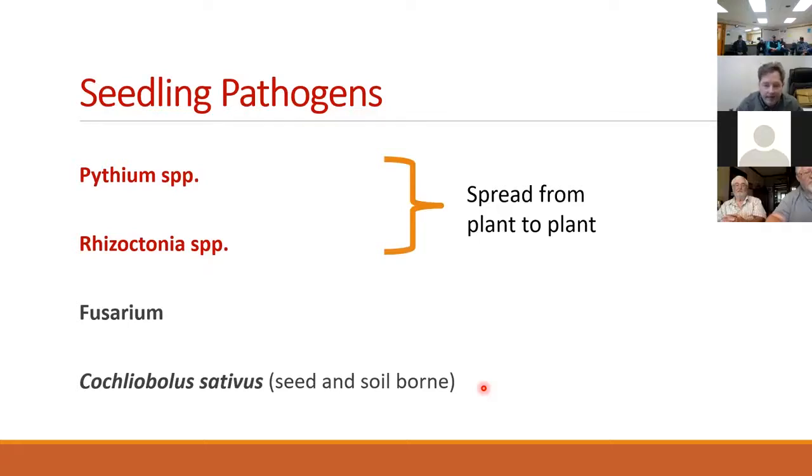Okay. Seedling pathogens, I'm putting them into 2 categories. We have the Pythium and Rhizoctonias, and we have the Fusarium and the Cochliobolus seed pathogens. The Pythium and Rhizoctonias I'm putting separate because these pathogens are able to attack one seedling, and then they use that resource from that one seedling to go over and attack another seedling. That means that they have this ability to have plant-to-plant spread. Fusarium and Cochliobolus don't.